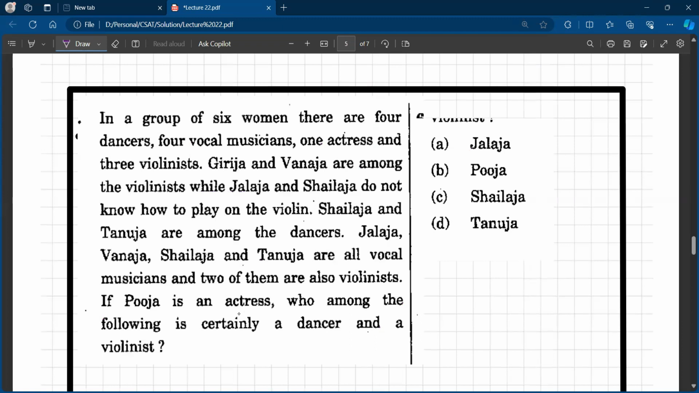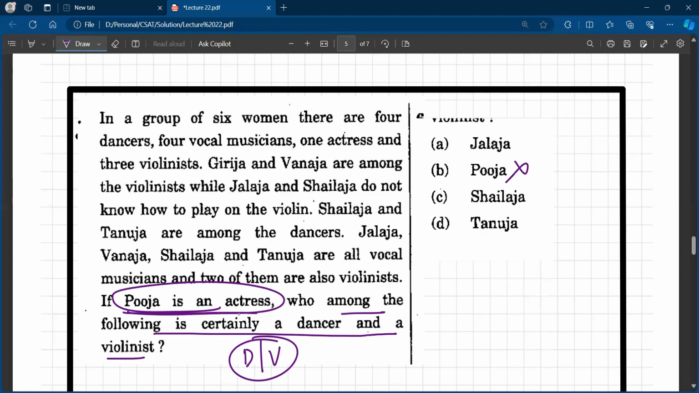Coming to the next question, a group of 6 women. What we have to find, if Pooja is an actress, who among the following is certainly a dancer and a violinist? So she should be a dancer, should be a violinist. So that means Pooja is an actress. So Pooja is eliminated because Pooja cannot be the answer, because Pooja is an actress. Who among the following is certainly a dancer and a violinist? It could be, because Pooja can be actress as well as a dancer as well as a violinist.